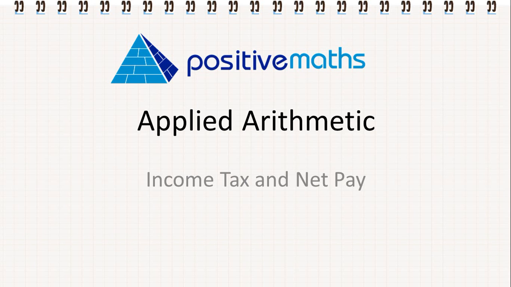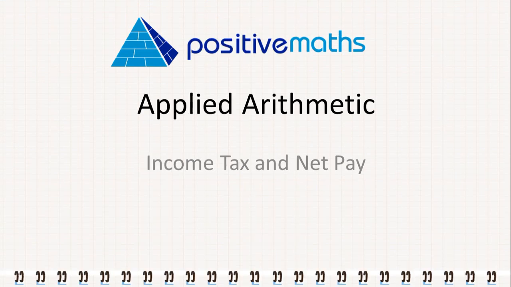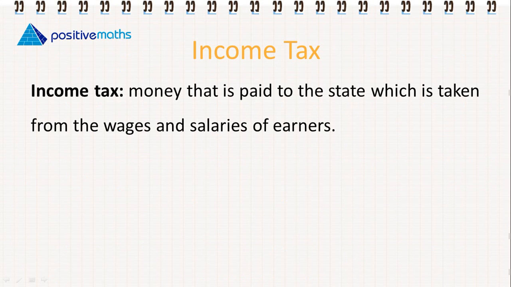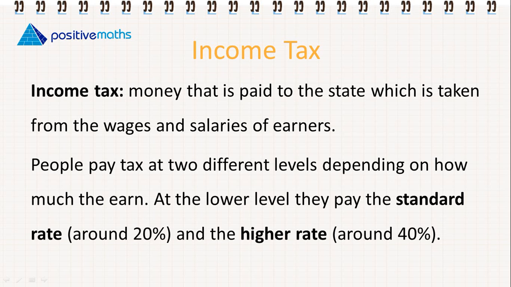In this video for Positive Maths, we're going to learn about income tax and net pay. So income tax is money that is paid to the state, which is taken from the wages and salaries of earners. People pay tax at two different levels, depending on how much they earn. At the lower level, they pay the standard rate, which is around 20%, and the higher rate is around 40%.